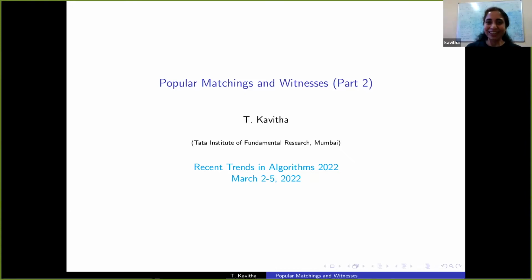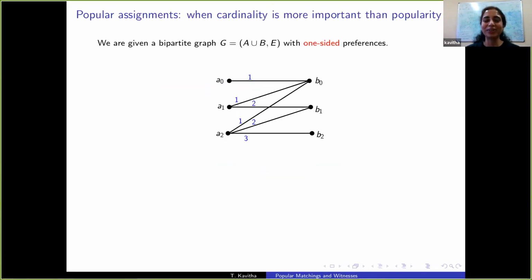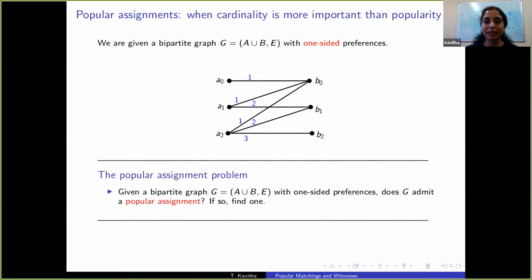So let me begin. This is a continuation of what we saw in the second half of my talk yesterday. We are dealing with one-sided preferences. So we have a bipartite graph. One side is a set of agents. Only they have preferences, only they cast votes. The other side are inanimate objects, as in this example. And the problem we were looking at is, does G admit a popular assignment? That is, we're interested only in perfect matchings here. And among perfect matchings, is there one that is not defeated by another perfect matching? So that's the popular assignment problem. And we also showed a polynomial time algorithm to solve it.